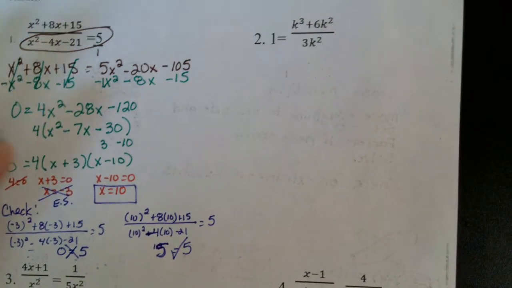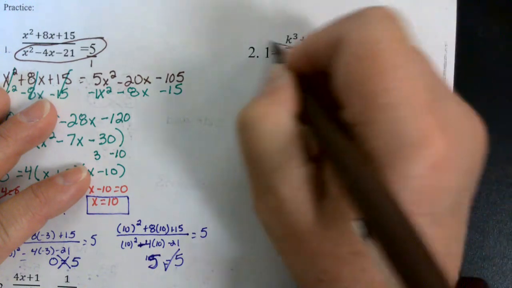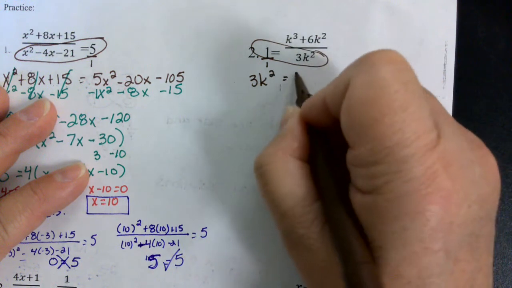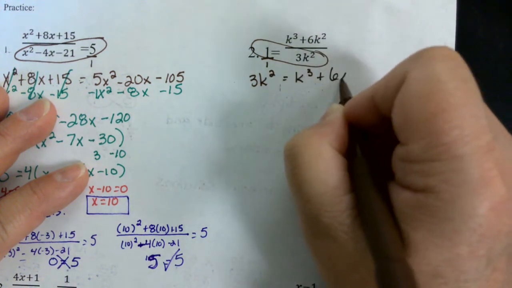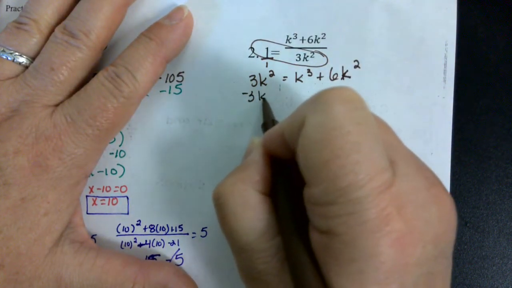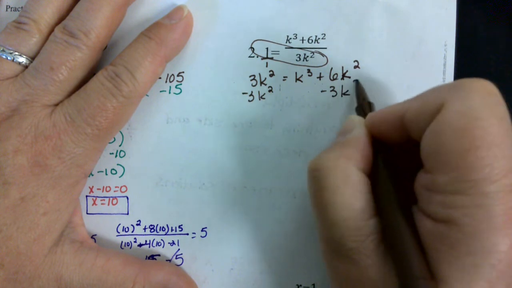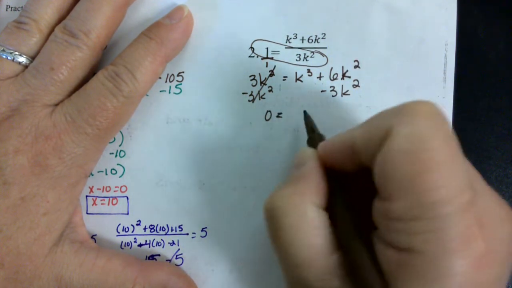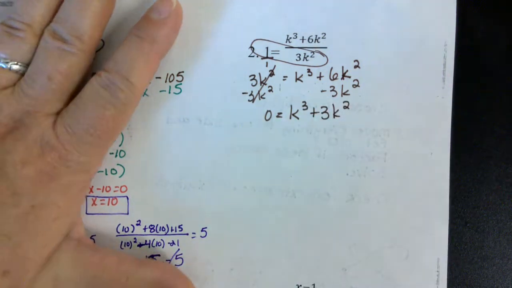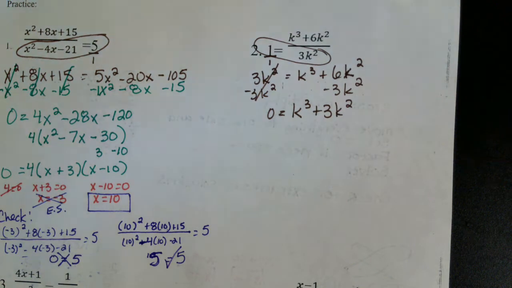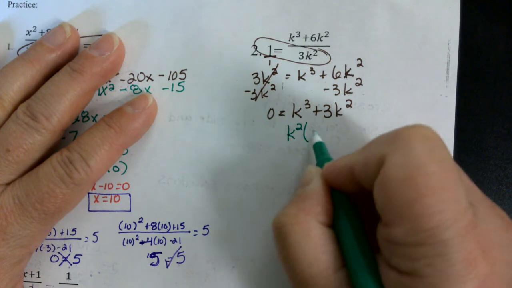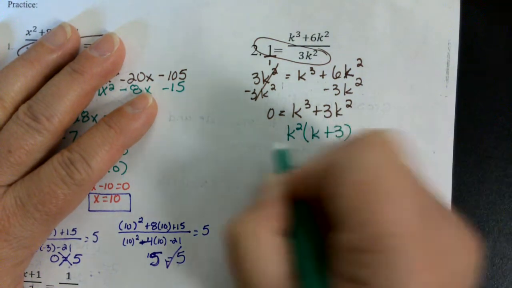All right, example number 2. So if I cross multiply, I get 3k squared equals k cubed plus 6k squared. And I will subtract this over here to get 0 equals k cubed plus 3k squared. And I have a greatest common factor of k squared. So that leaves me with a k plus 3.